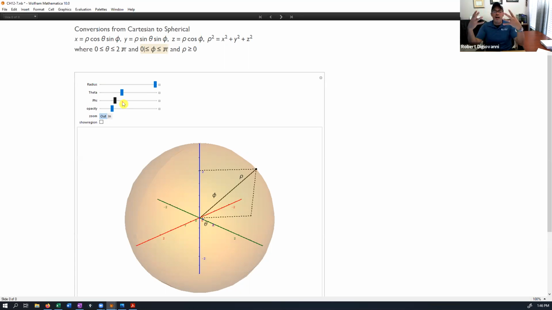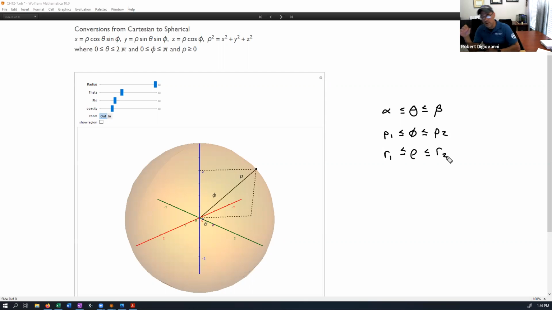Can you visualize what it would look like geometrically if your theta was between two constants, let's say alpha and beta, and let's say that your phi was between two others? I'm just going to call it P1 and P2 for phi 1 and phi 2. And let's say your rho is stuck between two different radius values, R1 and R2. Can you visualize what that would look like?